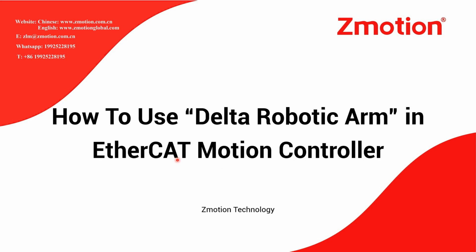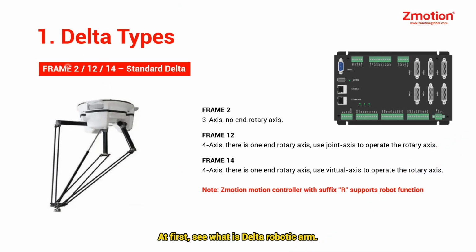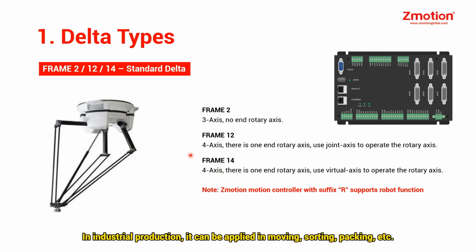Hi, today this video will talk about how to use Delta Robot in EtherCAT motion controller. Let's begin directly. At first, see what is Delta Robotic Arm. Delta Robot is one kind of parallel-type robotic arm. It supports 3 to 4 axis parallel motion. In industrial production, it can be applied in moving, sorting, packing, etc.